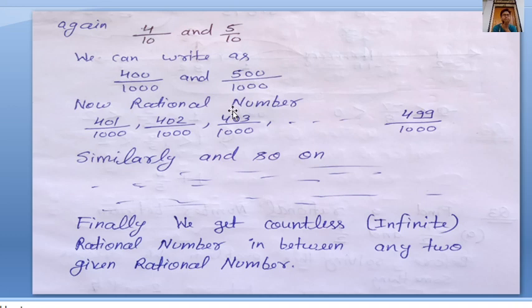Similarly, it can be multiplied by 1000, 1 lakh, and so many. It means we can insert many numbers between two rational numbers. So we will get finally one result, that is we can insert countless, countless means infinite numbers, in between any two rational numbers. You should understand this.